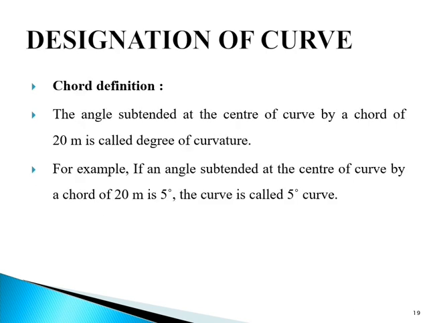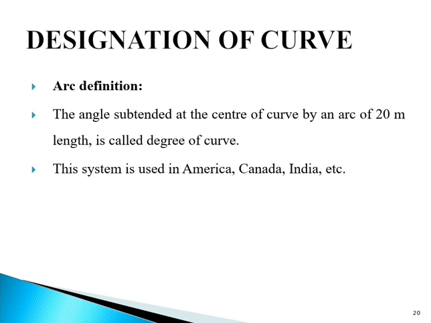Let us see the chord definition first. The angle subtended at the center of the curve by a chord of 20 meter is called the degree of curvature. For example, if the angle subtended at the center of the curve by a chord of 20 meter is 5 degree, the curve is called a 5 degree curve. Next is the arc definition. The angle subtended at the center of the curve by an arc of 20 meter length is called the degree of curve. This system is used in America, Canada, India, etc.